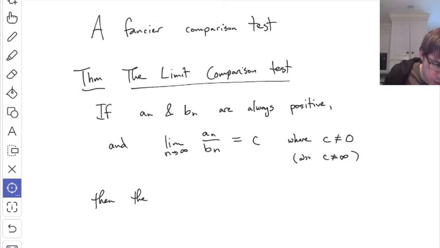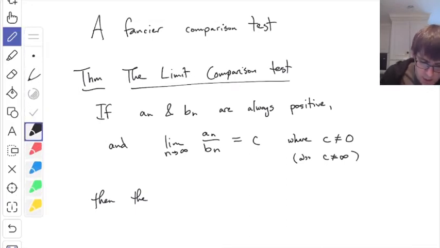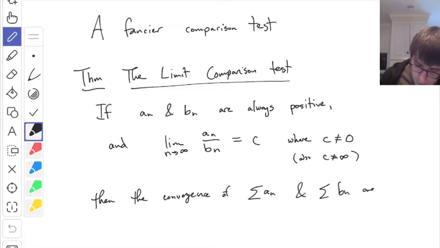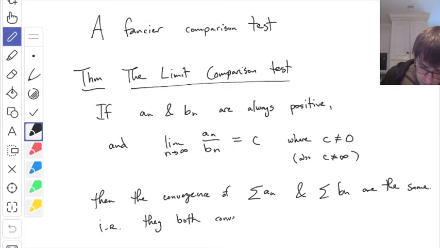All right, the conclusion of the test is, if this limit actually is a specific number, then the convergence of the sum of a_n and the sum of b_n are the same. What I mean by that is either they both converge or they both diverge, i.e. they both converge or both diverge.